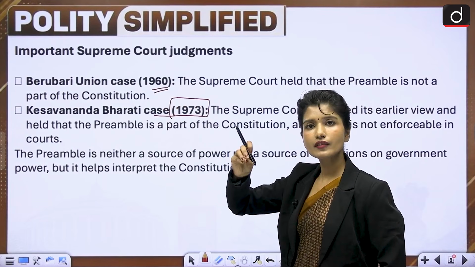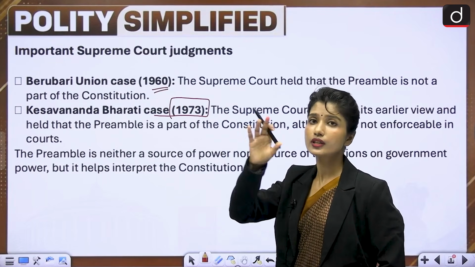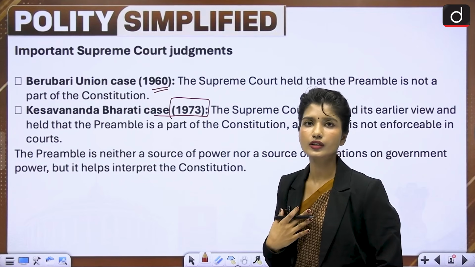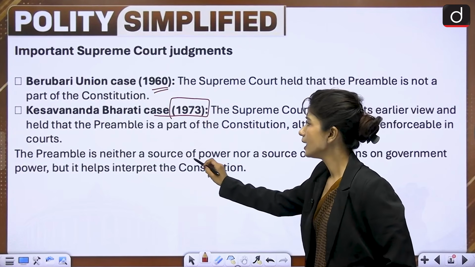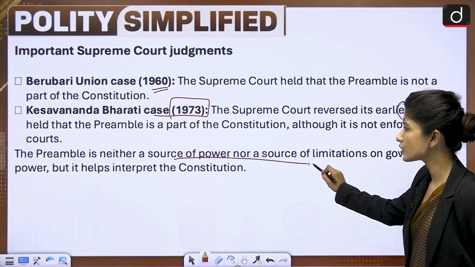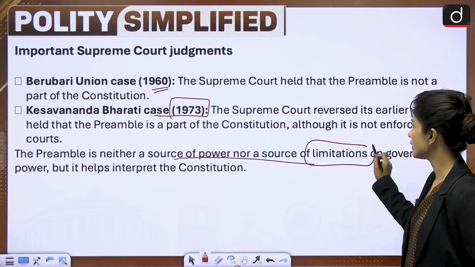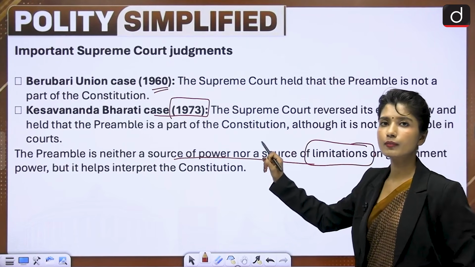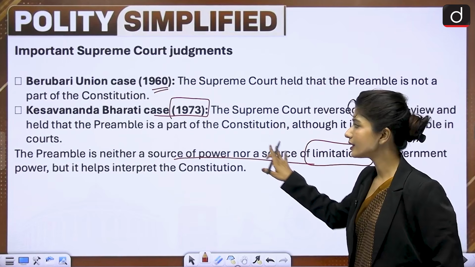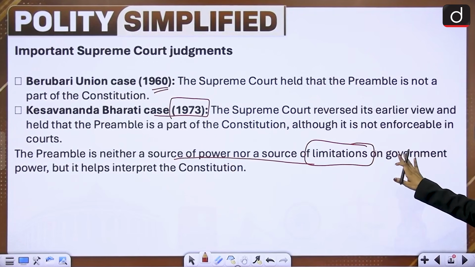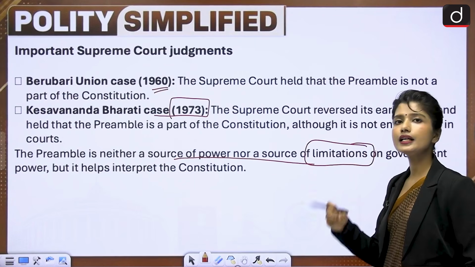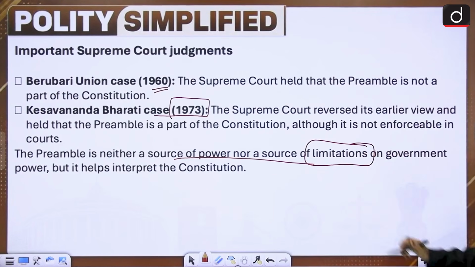So if there is something given in the preamble, you cannot approach court saying, oh, this is in the preamble, but we have not been given this. You cannot do that. It is not a source of power. So it is not enforceable. It is neither a source of power, nor a source of limitation. You can't even say, oh, this is given in the preamble, so the government cannot do that. So neither does it provide power, nor does it limit the power of government. It simply helps interpret the constitution. That's what it was said.